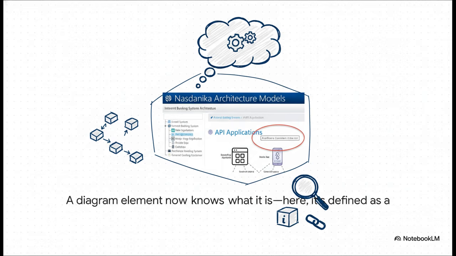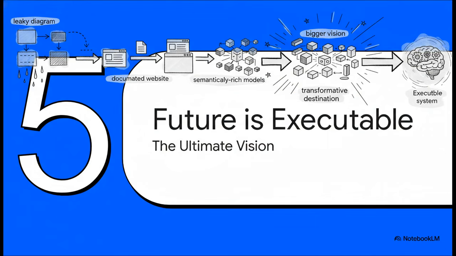Right here, this is the payoff. Look at this, that API application box. It's not just a shape with some words in it anymore. It knows what it is. It knows it's a container, and you can just hover over it or click a link to see exactly what that means. The diagram becomes self-aware. It becomes intelligent.